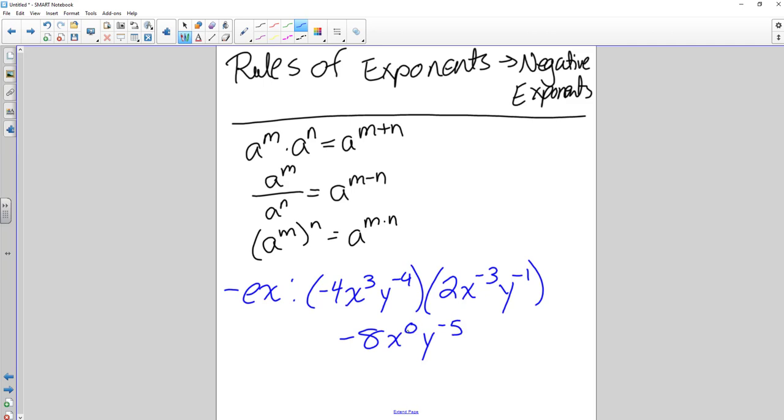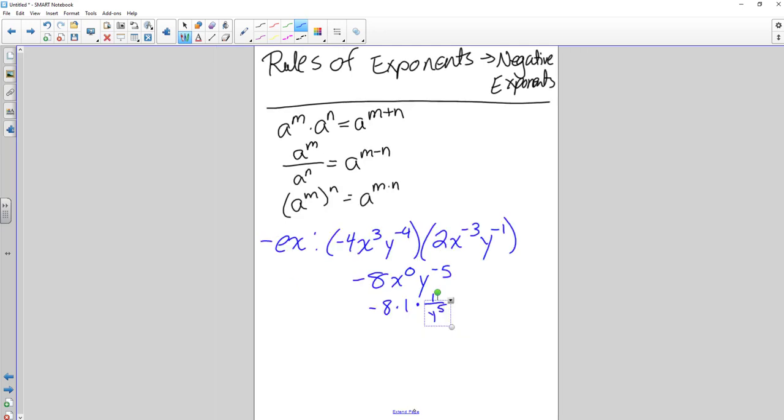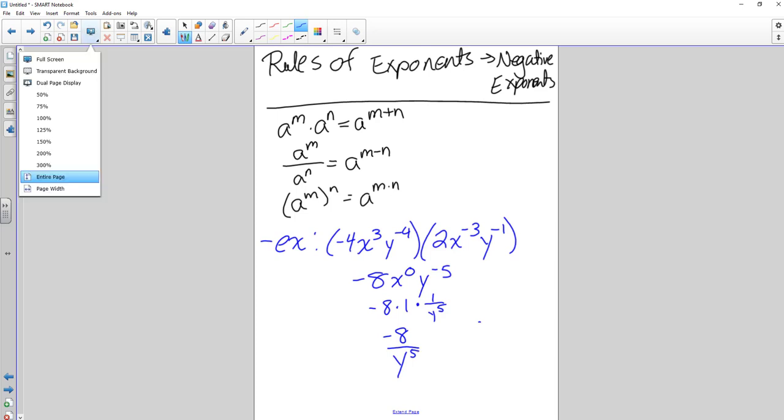So the x to the 0, anything to the 0 power is 1. So really this just becomes negative 8 times 1, which is going to be gone. And then y to the negative fifth, I'm going to rewrite this as 1 over y to the fifth. Okay, so now it looks like that negative 8, that's still in the numerator. It doesn't move down. The value is negative. It doesn't mean the exponent's negative. So negative 8 stays on top. Y to the fifth is on the bottom. And that's it. That's my answer.